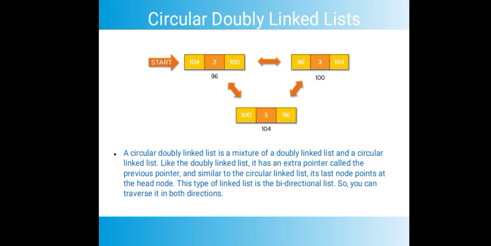And the last one is circular doubly linked list. This is a combination of circular linked list and doubly linked list. As we have seen previously, the property of a doubly linked list is that we can store previous node information, and a circular linked list points the last node to the head node. Both of these properties are contained in a circular doubly linked list. This is also bidirectional, which can be traversed in both directions, and does not contain any null pointer, because this also forms a cycle.